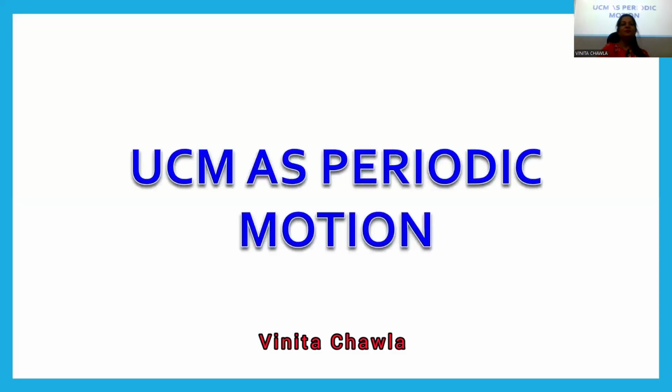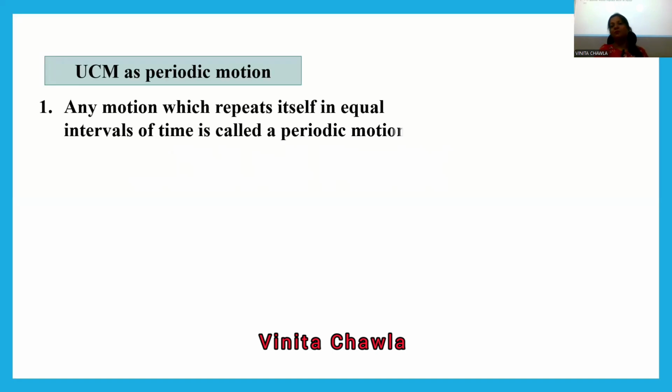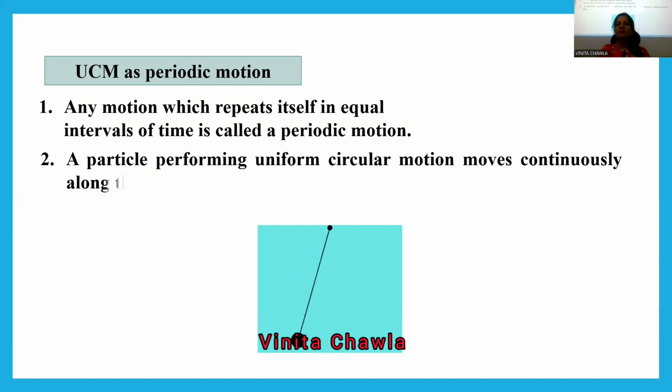So UCM, uniform circular motion, as periodic motion. Periodic motion is the one which repeats itself after regular intervals of time. Any motion which repeats itself in equal intervals of time is called periodic motion. For example, oscillatory motion: you can see this bob is oscillating about a fixed point, moving to and fro, right? So it is a periodic motion.